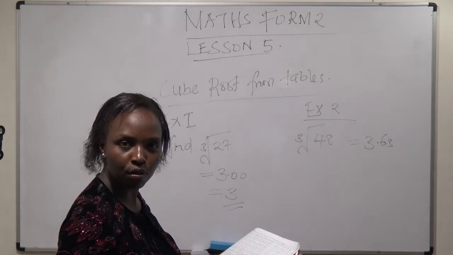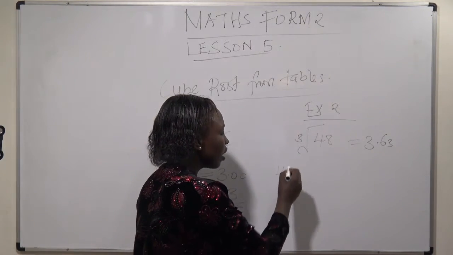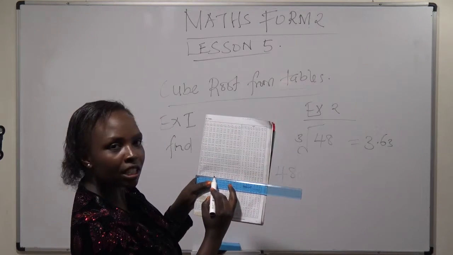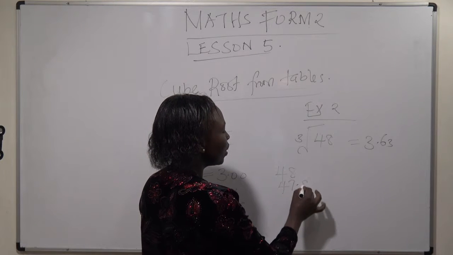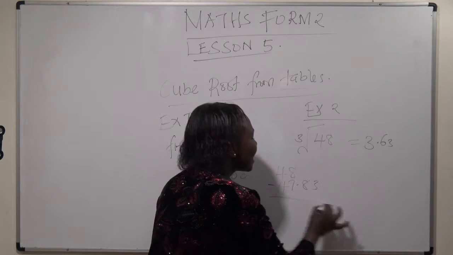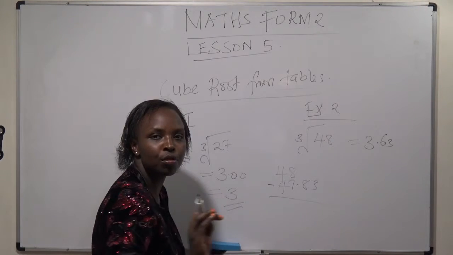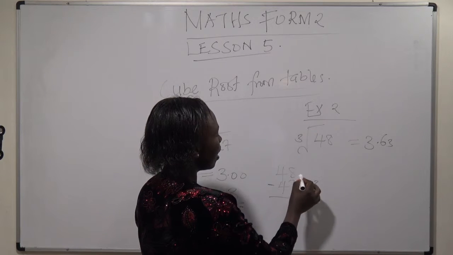So what do you have to do? How do you cater for that difference? So you see, I want to look for the cube root of 48. But what I have looked for its cube root here is 47.83. I have to know what is the difference between the two numbers. Then I cater for the difference. I will show you how to cater for it. So can we first get the difference between these two?